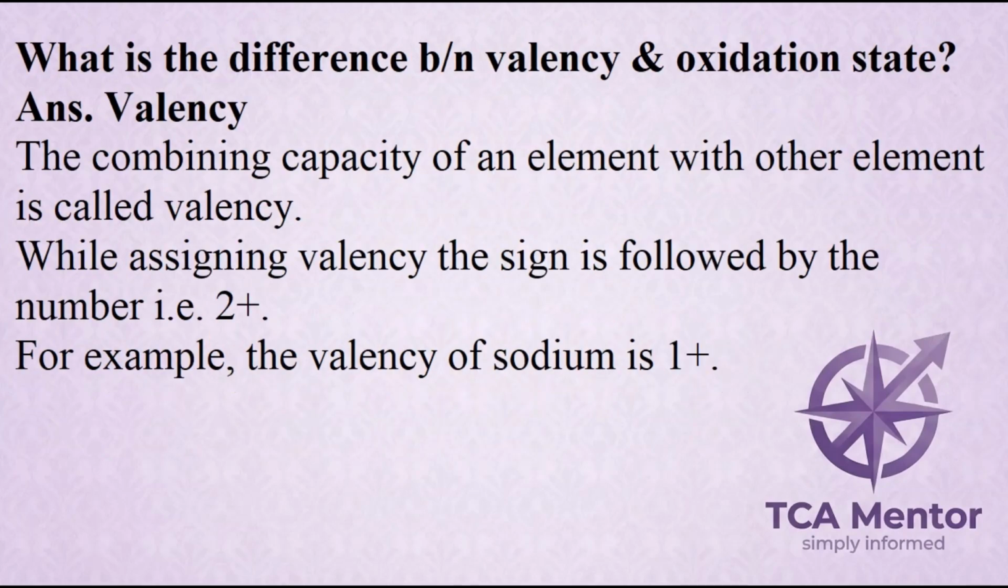What is the difference between valency and oxidation state? ANS. Valency: the combining capacity of an element with other elements is called valency. While assigning valency, the sign follows the number, i.e. 2+. For example, the valency of sodium is 1+.